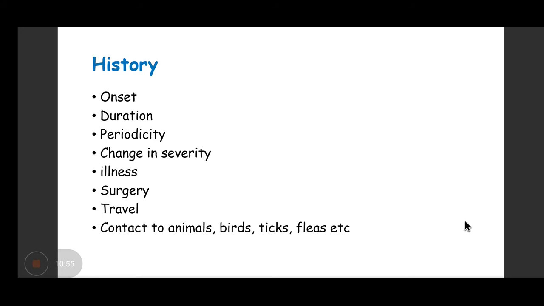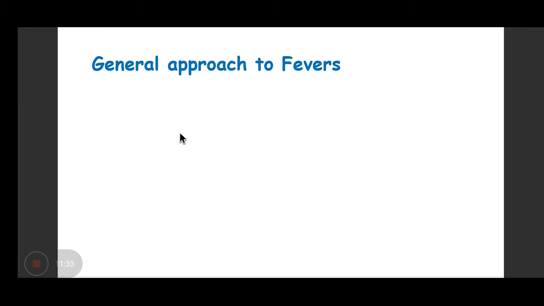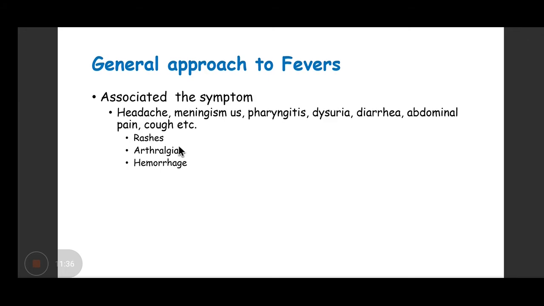Now coming to the physical examination, it will include general appearance, vital signs, skin and soft tissue examination, neurological evaluation, mental status, nuchal rigidity, focal neurological findings, or if symptoms are present related to any other system, you will do the systemic examination of that system also, right? So this is history and physical examination. This is certainly going to give you some clue about the disease or the group of diseases. And then you go for primary investigations.